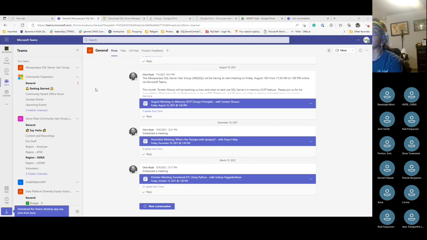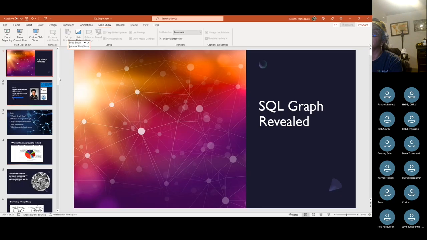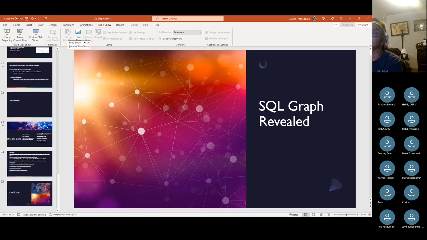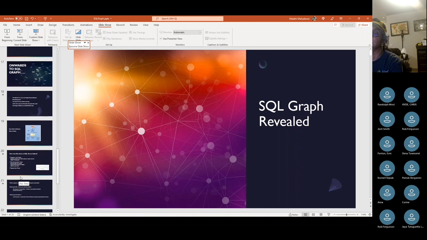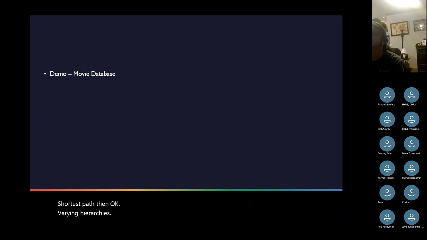This is my slide. Shortest path and pairing hierarchies. So we saw the demo, the movie database.